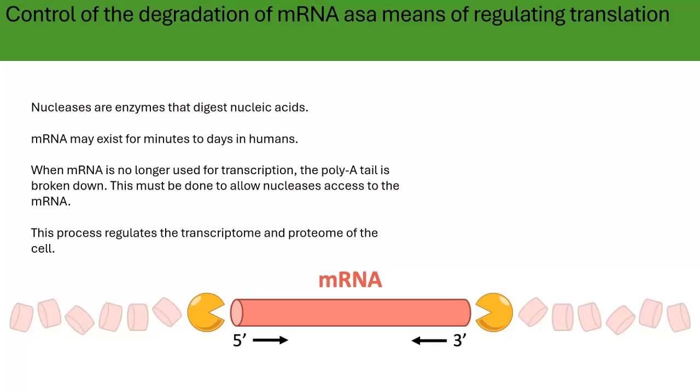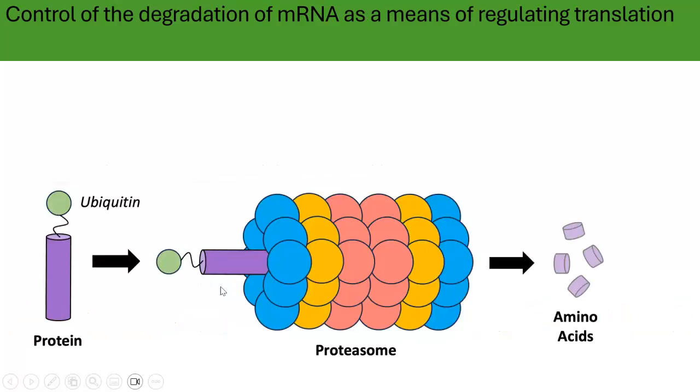Anyways, when the poly-A tail is basically gone, the nucleases get access and they can start breaking down the mRNA. So this process regulates the transcriptome and the proteome of the cell. And that's basically it.